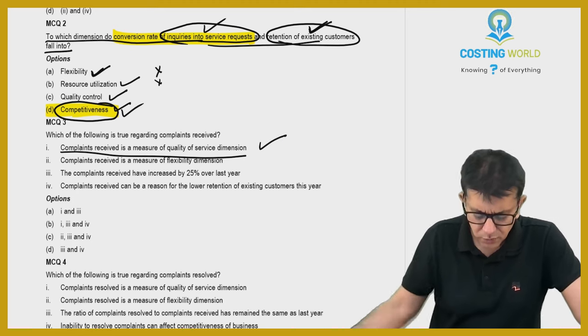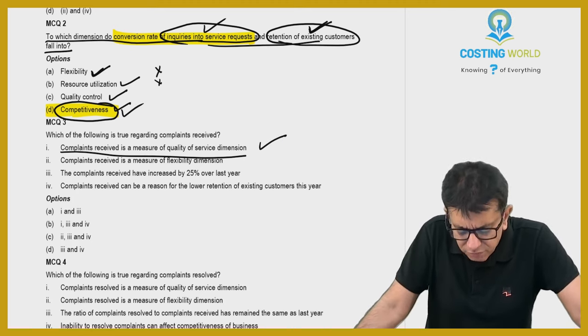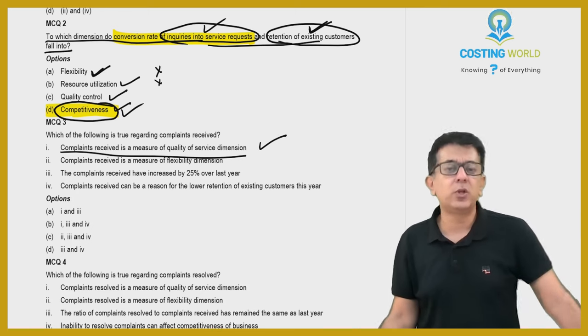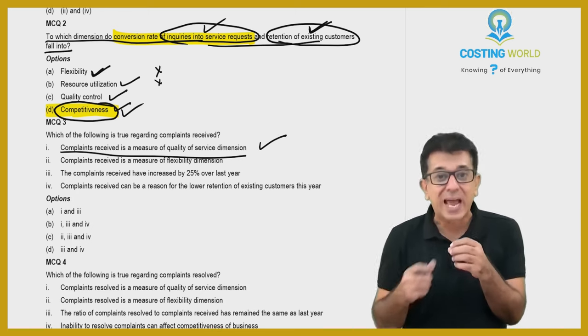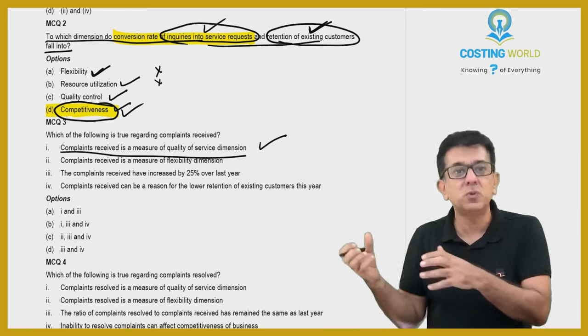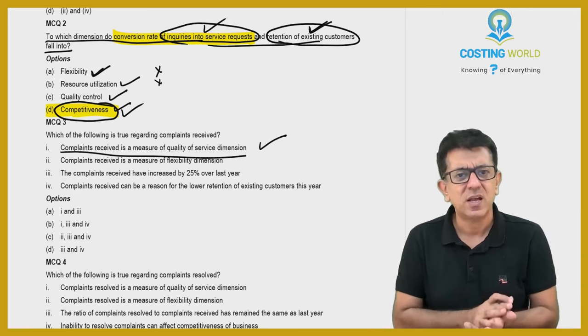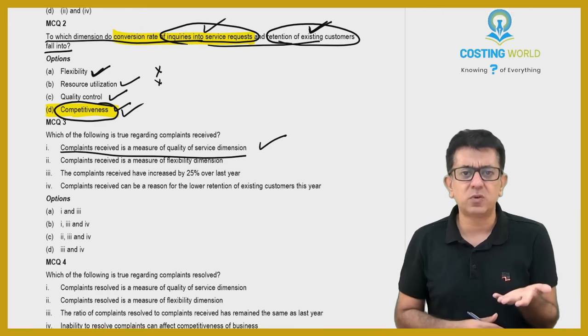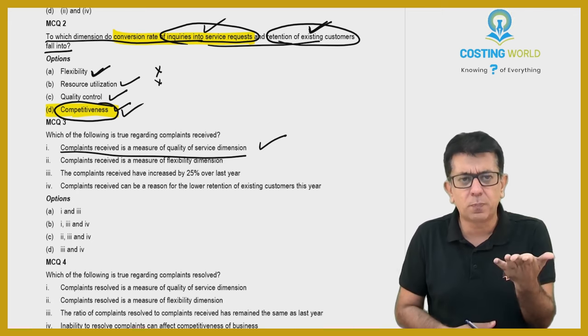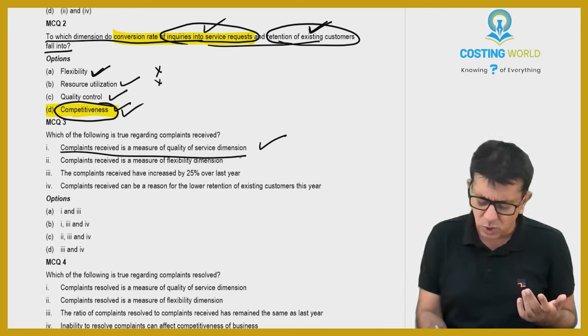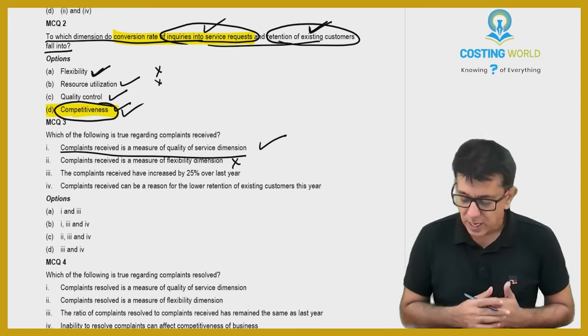Complaints received is a measure of flexibility dimension. Absolutely no. As I told you, flexibility is your adaptability of the business to change, to new things. But this is your core business here. We are talking of complaints received, which means you are not doing your job properly. So therefore your quality is bad. It has got nothing to do with flexibility.